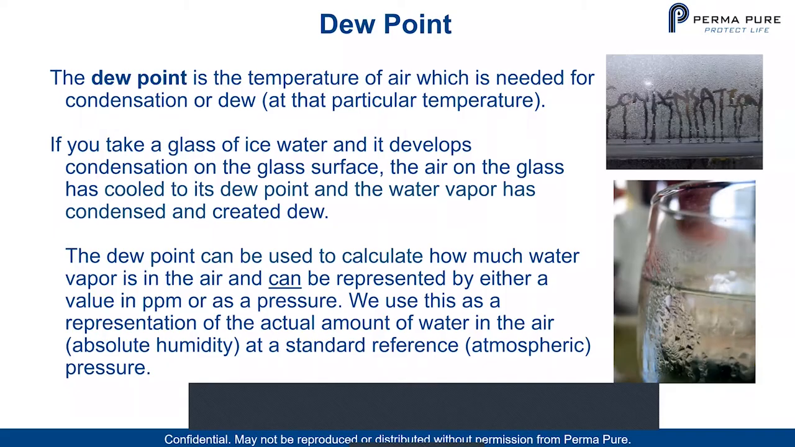The dew point can be used to calculate how much water vapor is in the air and can be represented by either a value in parts per million or as a pressure. That is, if you use the constant standard reference of the atmospheric pressure, then the dew point is directly related to absolute humidity. And in Perma Pure's performance charts for our dryers, we typically look at dew point as well as our humidifiers. We talk about the dew point that we're able to achieve, because the dew point is an actual value. It's a number that can be used in a calculation.